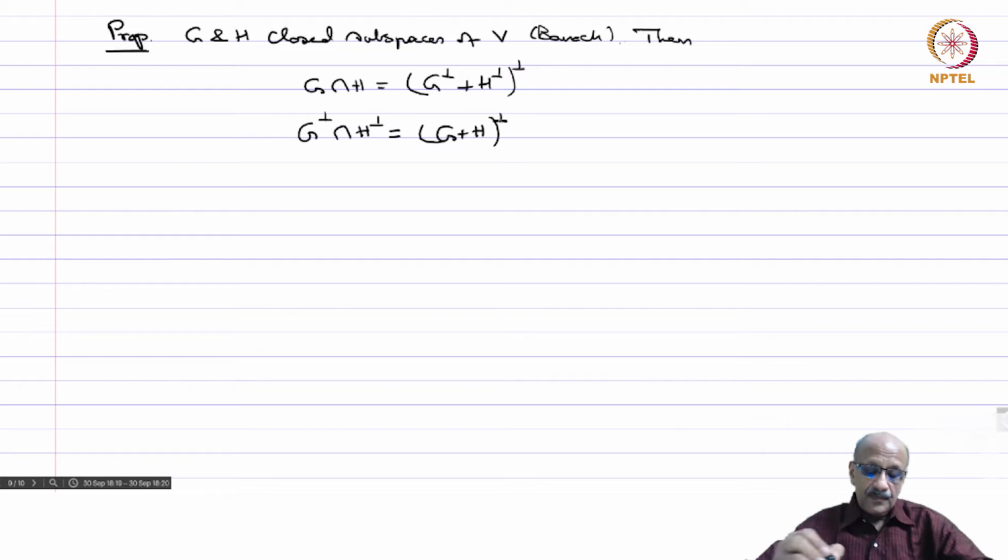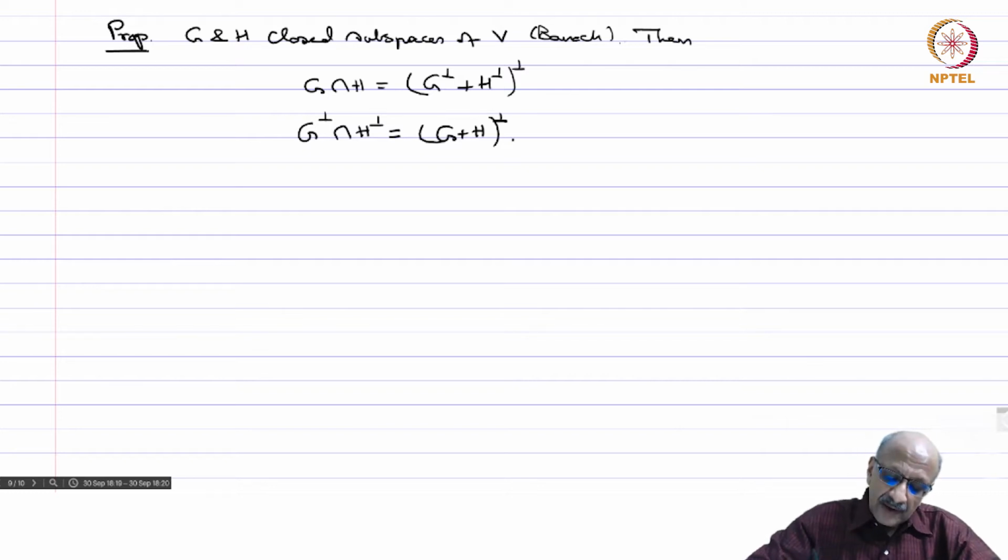So the second one is almost obvious. Something that kills both G and H will kill all of G plus H, so it will belong to (G plus H) perp. If something is in (G plus H) perp, in particular it will kill all of G, and it will kill all of H, so it is in both G perp and H perp, that is, in G perp intersection H perp. So this one is obvious.